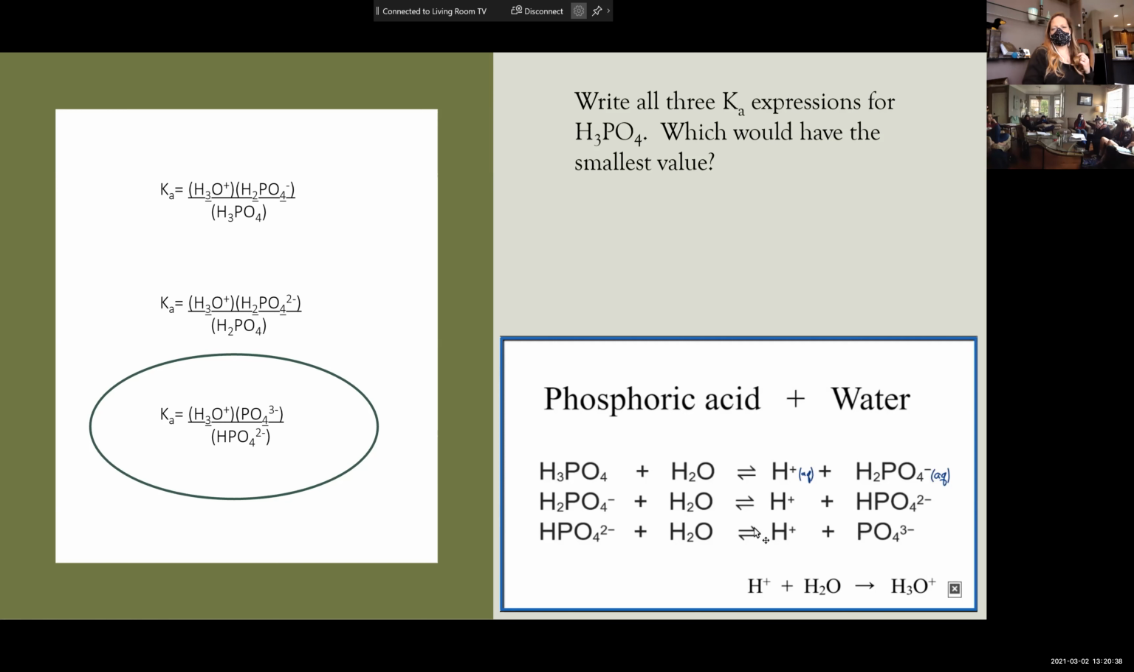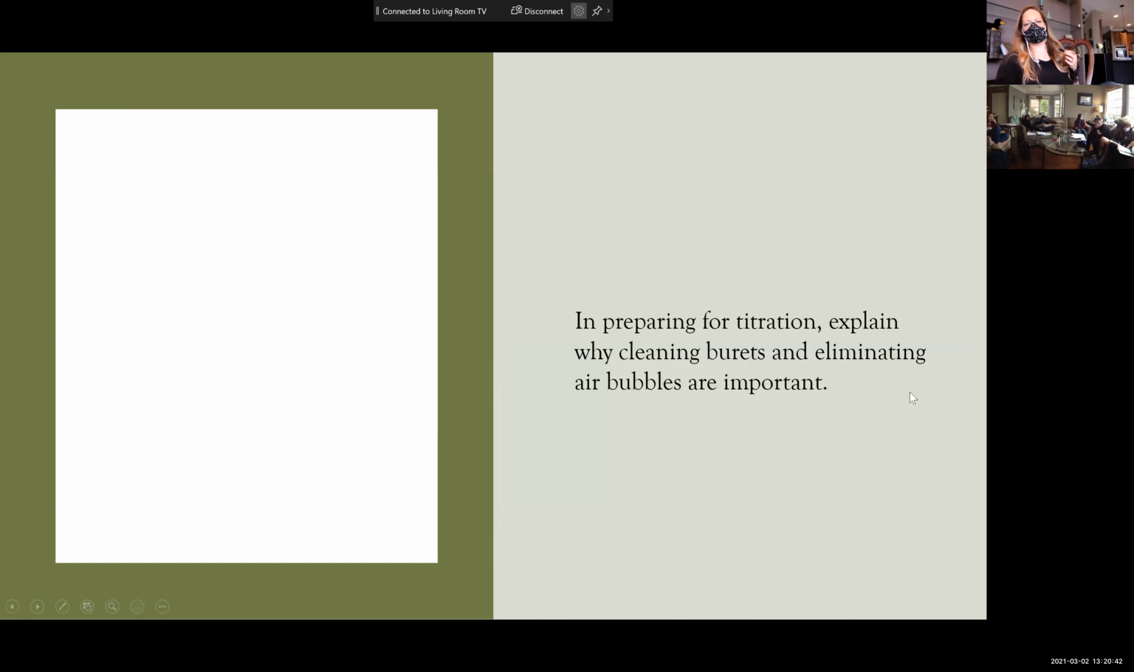This is Dr. B discussing what happens when we put H3PO4 plus H2O. I'm not going to hold you responsible for doing one of those, but I wanted you to understand the idea behind it, which I think makes sense when you see him work through it. You lose one hydrogen, you lose a second.